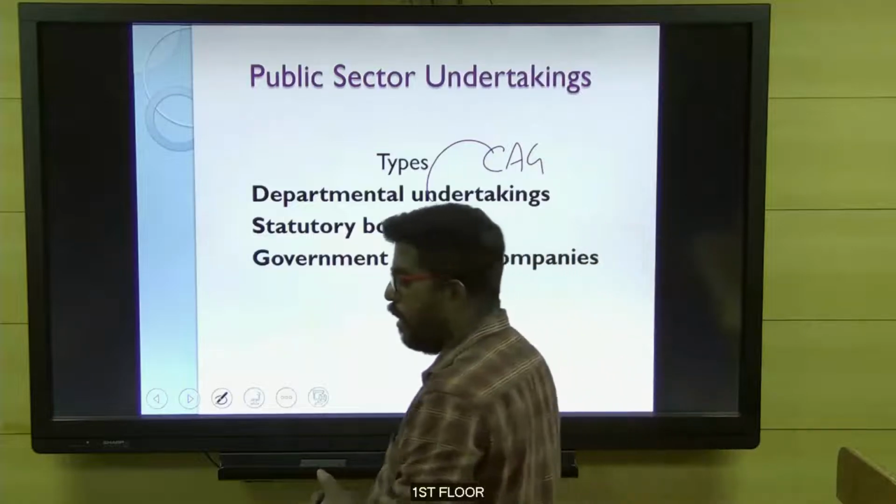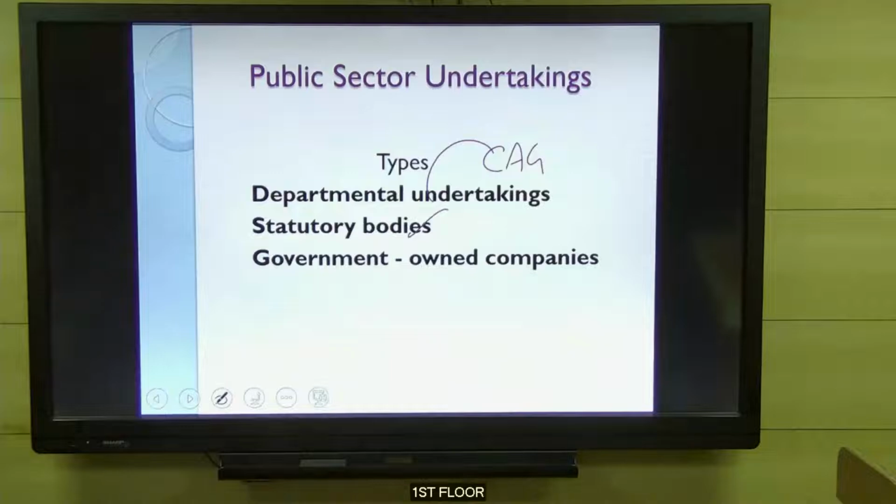Now write the statutory body. These are the bodies which are established after passing a special act in the parliament.